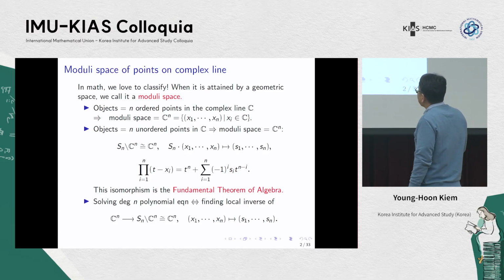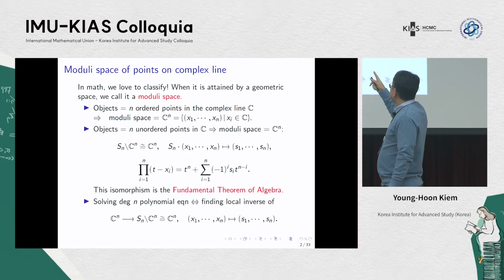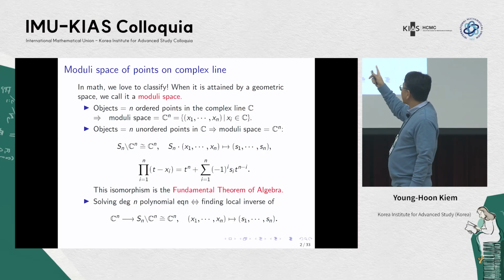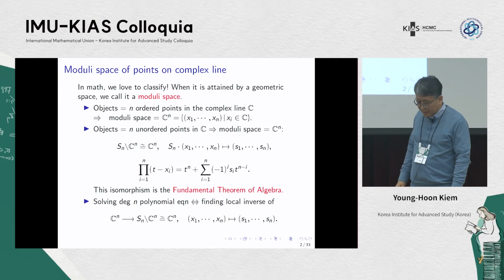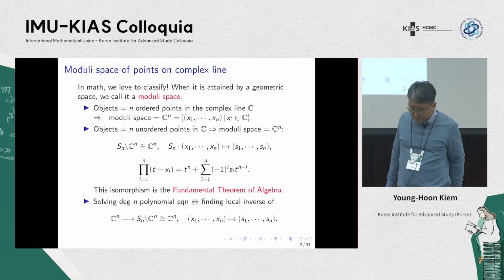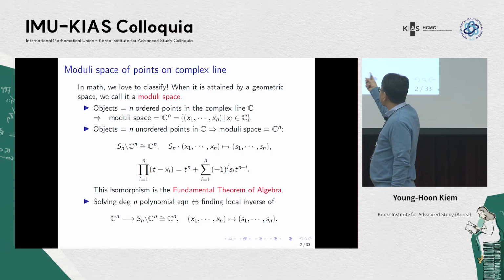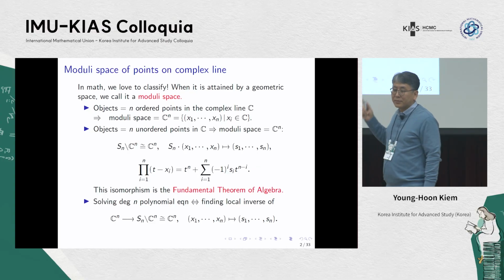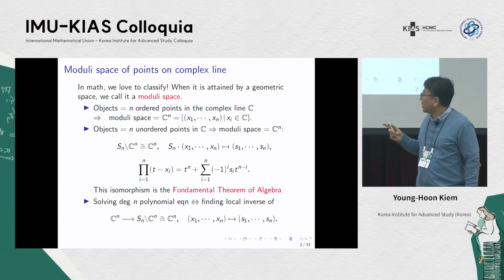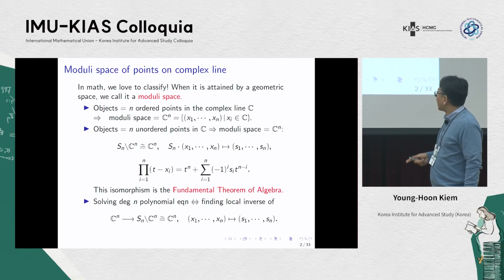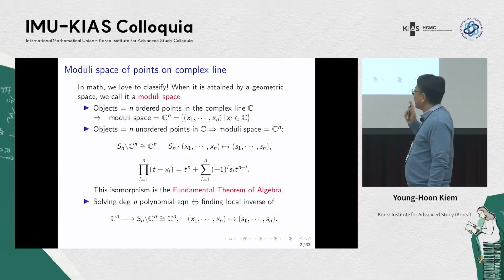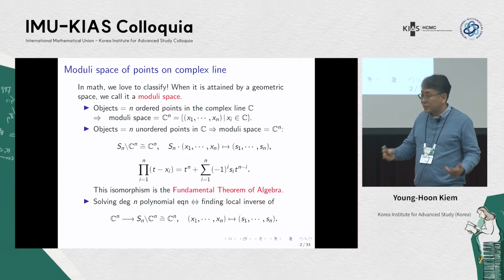So that's the map, and then it's obvious that an orbit is mapped to a point. And then the fundamental theorem of algebra tells us that this is surjective. And from this equation, it's easy to say that this map is injective. So this gives us an isomorphism of the S_n orbit space with C^n. So in this case, the moduli space is again C^n.